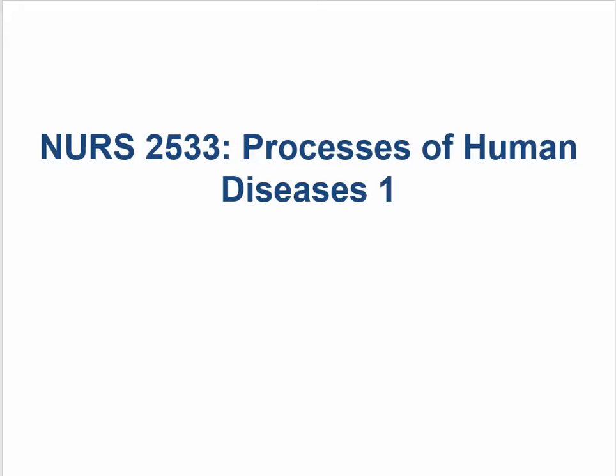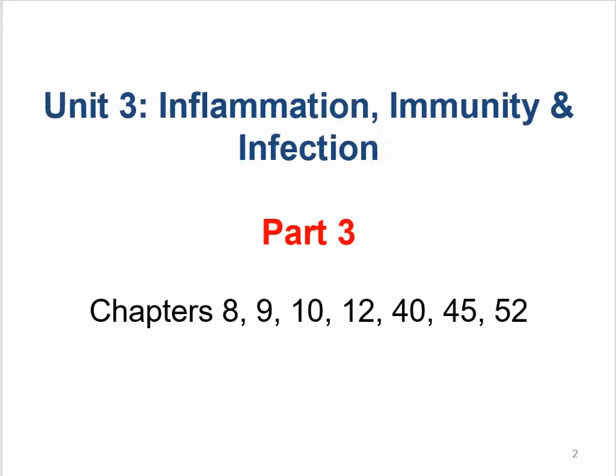NURS 2533, Process of Human Disease 1. This is Unit 3, Part 3. So it's again chapters 8, 9, 10, 12, 40, 45, and 52.